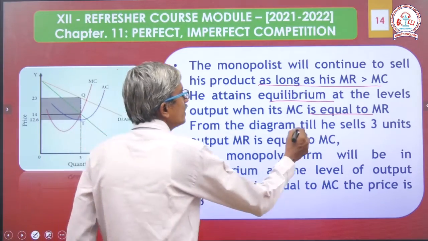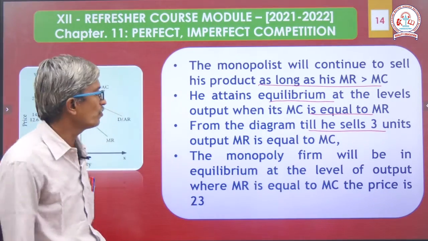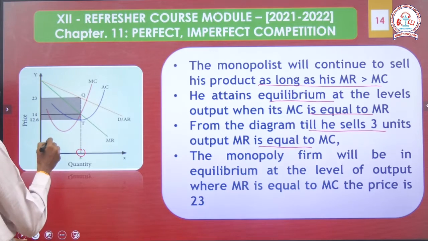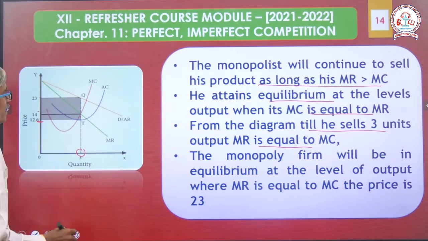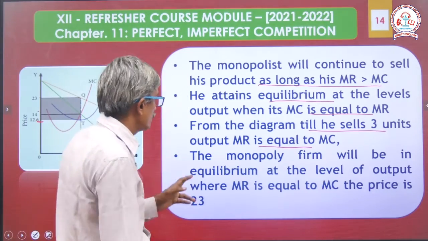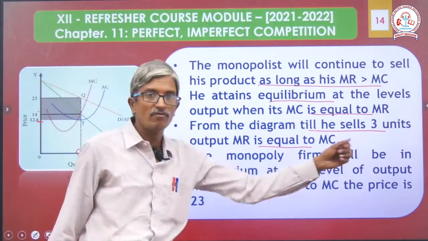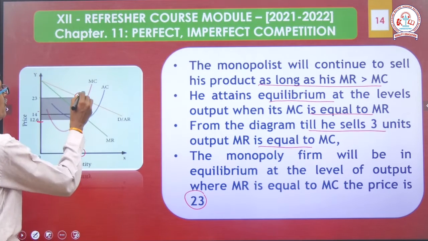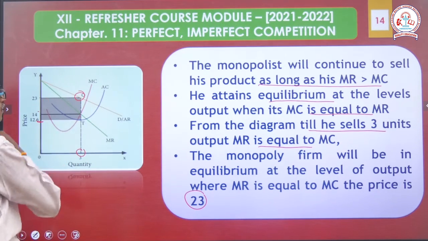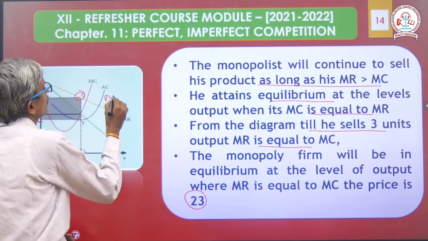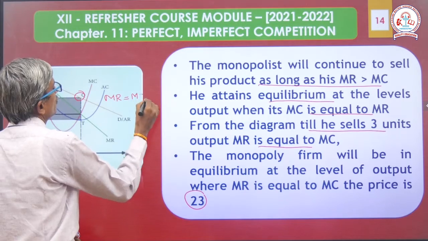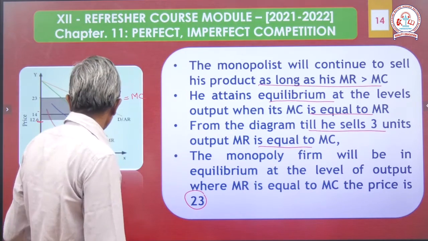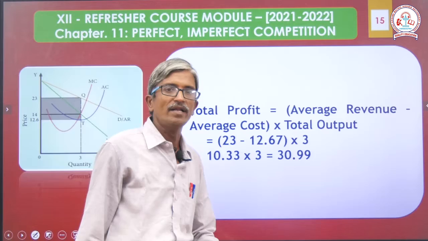From the diagram, till he sells 3 units of output, MR is equal to MC. Look carefully: at 3 units, MR equals MC. The monopoly firm will be in equilibrium at the level of output where MR is equal to MC, and the price is 23. When the condition is equal, the quantity sold is 3, sold at the price of 23. Now we calculate the profit.